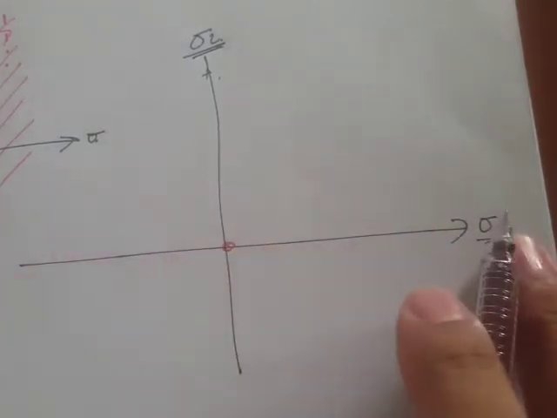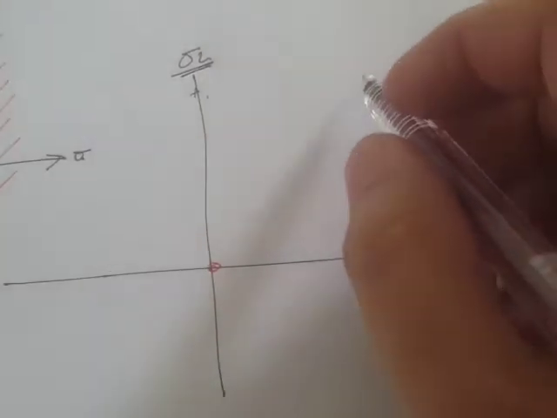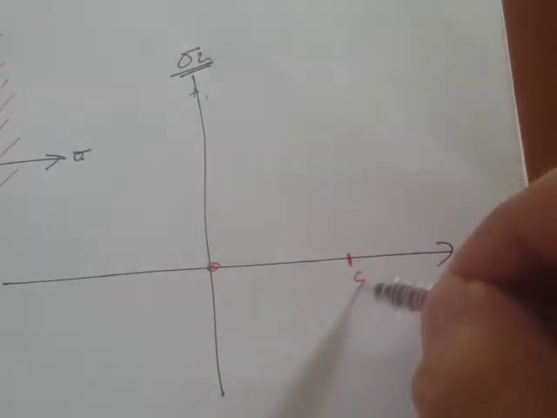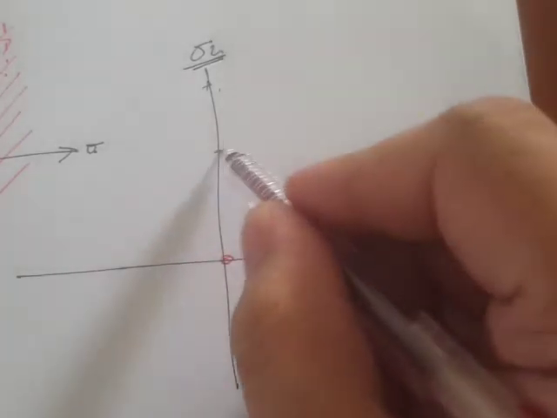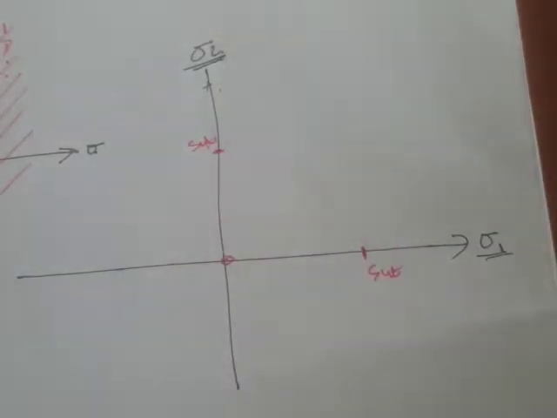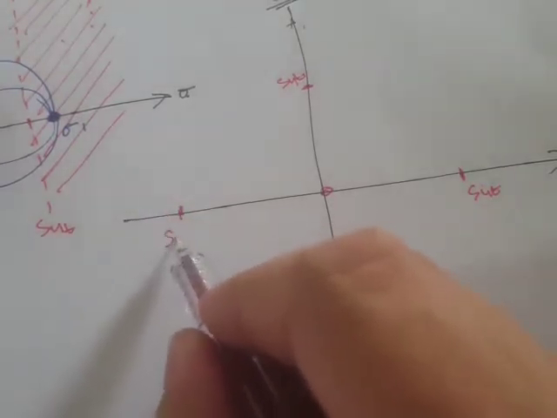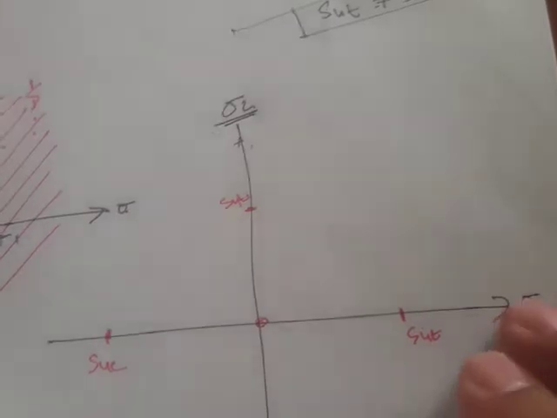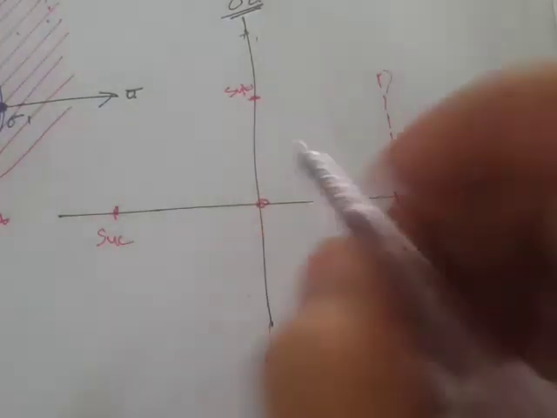Okay, since this is an axis about stress, then again there's gonna be some point right here, that's gonna be our SUT, strength in tension, and right here it's also gonna be strength in tension. And in compression, there's also gonna be some point, and also right here, SUC. And if we draw the boundary of this, it will look something like this.